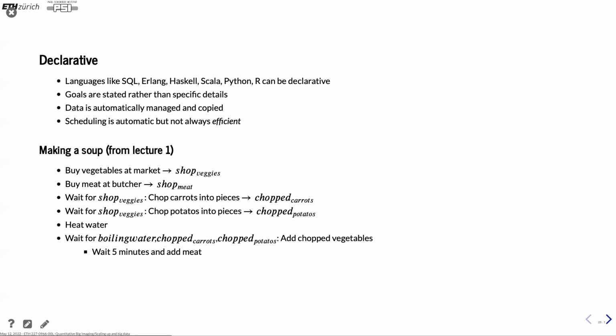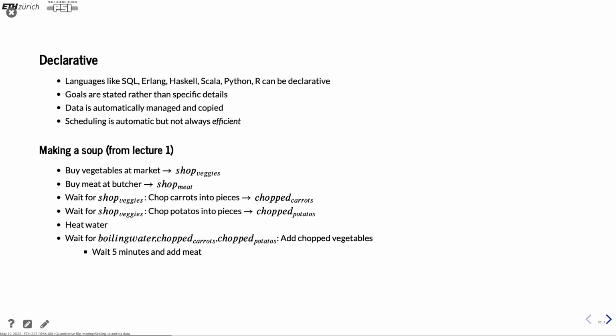Here, the making of soup is that we declare some tasks. So the first task is buy the vegetables at the market. That's the task shop veggies. Buy the meat at the butcher, and shop meat is that task. And then we start to declare what we want to do. So here we say, wait for shop veggies. And when that is done, then we can start the next task. And that would be chop the carrots.